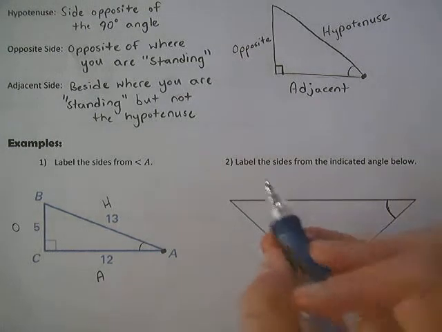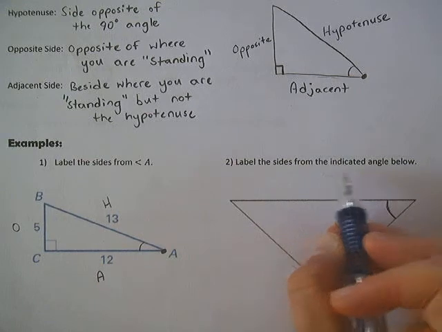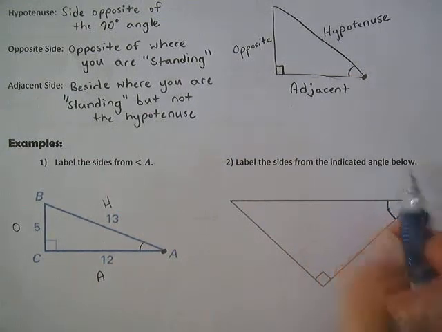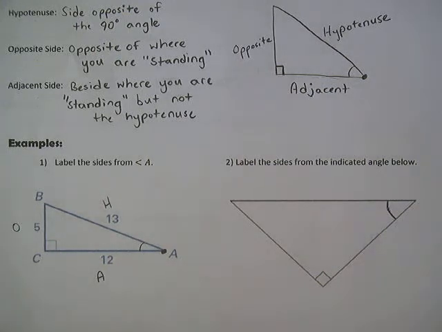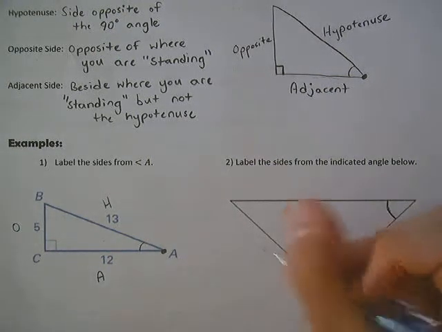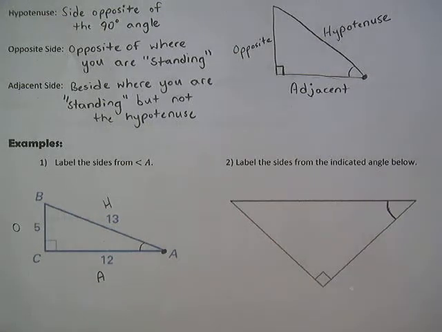All right, so label the sides from the indicated angle below. So notice with this one, they've actually shown us by putting a little arch in the angle, which angle to go from. All right, and so you've got your right triangle, okay? Remember, this stuff only works for right triangles, so make sure it is a right triangle. And we're going to label it, all right? So start with the hypotenuse.